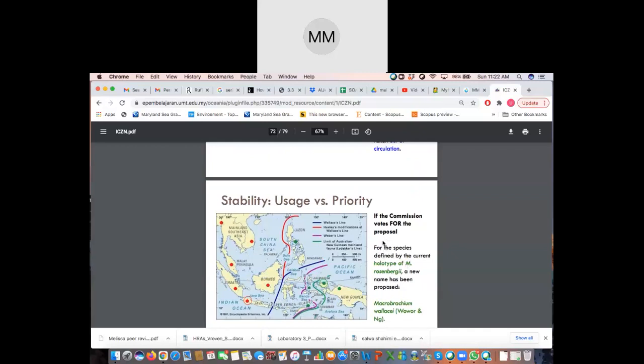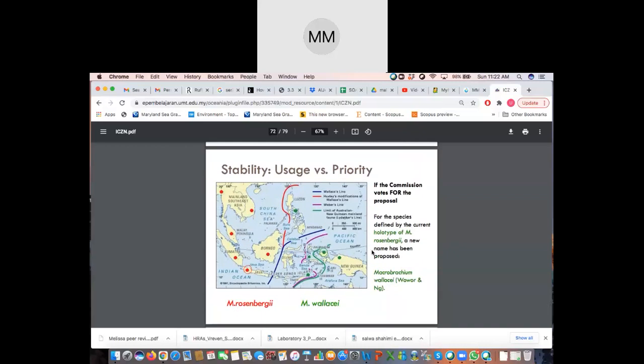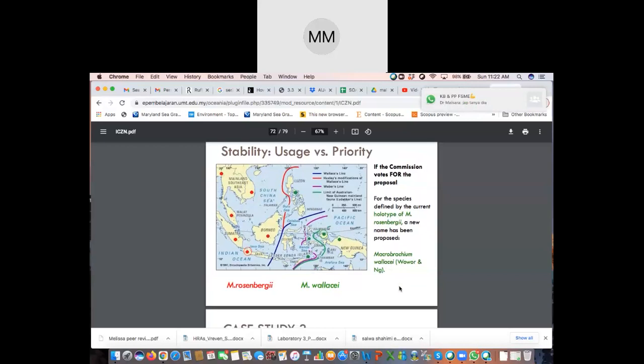So what will happen is that for the species defined as the holotype for rosenbergii, a new name has been proposed, and now this one will act as Macrobrachium wallacei. Why do you use wallacei? Because technically, if you're looking at the Wallace line, it comes from the east of the Wallace line. So that's pretty much how the name came about.